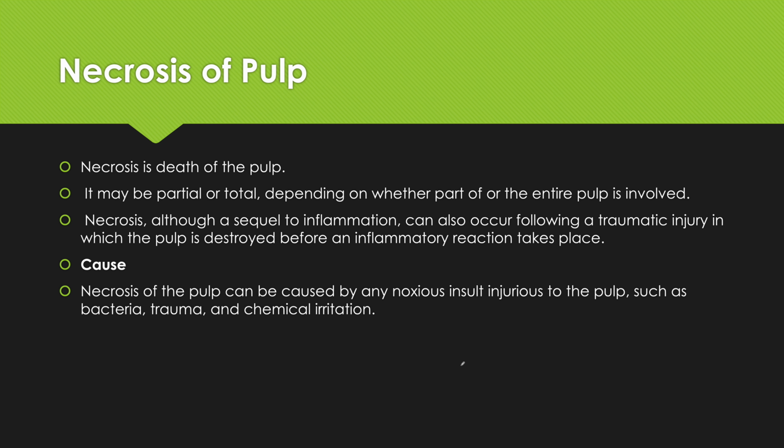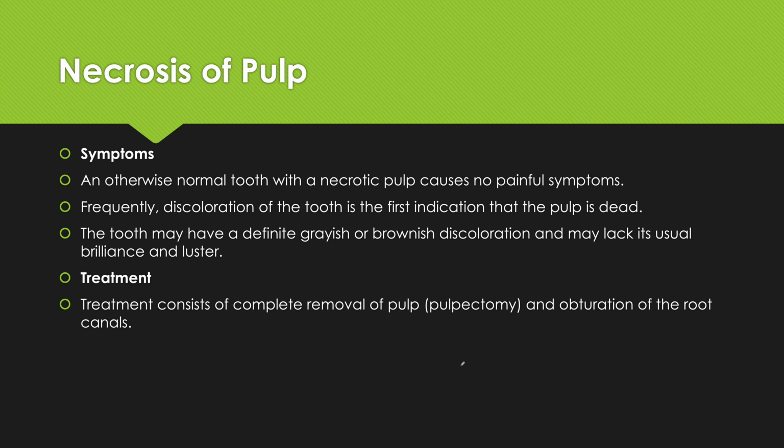The cause can be any noxious insult or injury to the pulp, such as bacteria, trauma, or chemical irritation. Symptoms: normally there is no painful symptom. We see grayish or brownish discoloration, and there is a lack of luster and brilliance in the tooth. Treatment consists of complete removal of pulp, pulpectomy, and obturation of the root canals. We also bleach the crown to bring back the original color and remove the discoloration.